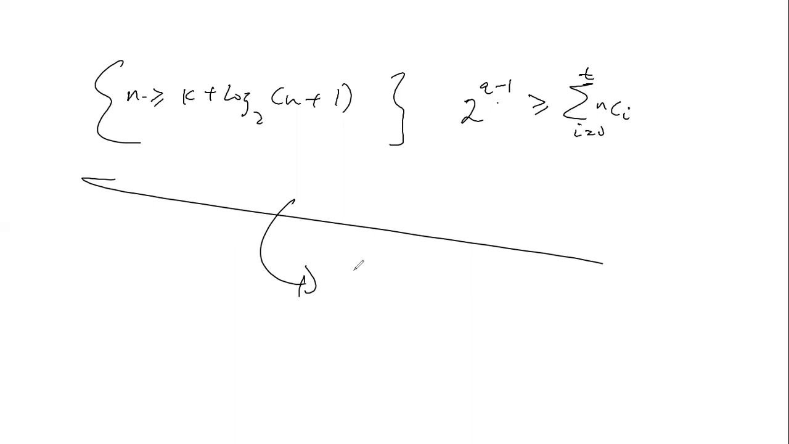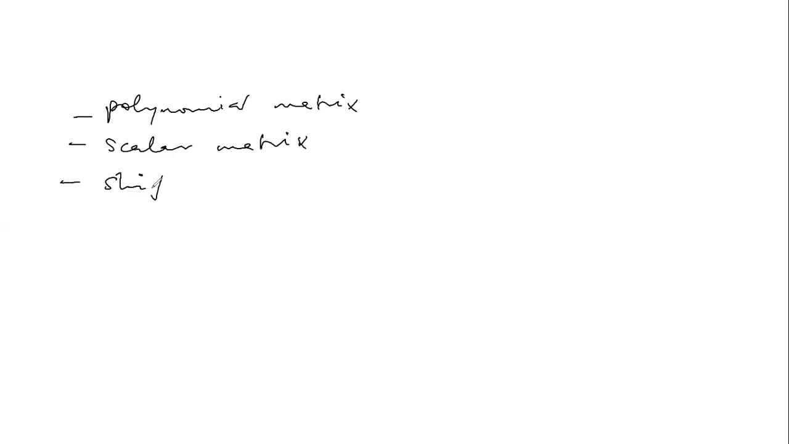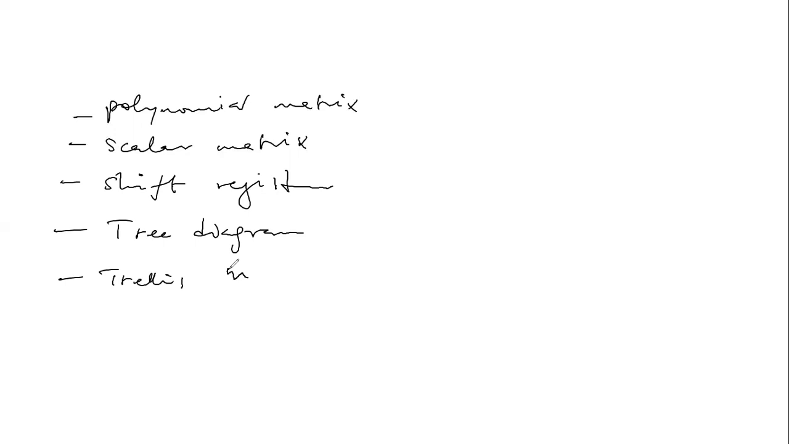We already made mention that here we need memory, okay? And in the lecture note on convolution code, we actually covered some techniques that can be used to achieve convolution codes, okay? We talked about the polynomial matrix method, the scalar matrix method, the shift register method, the tree diagram method, and then the trellis method, okay?